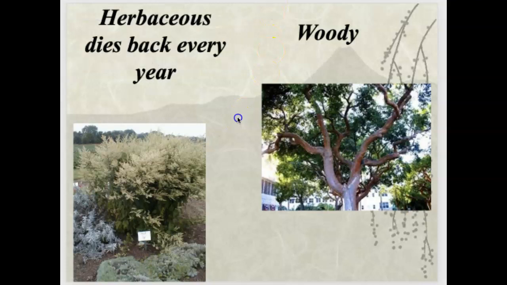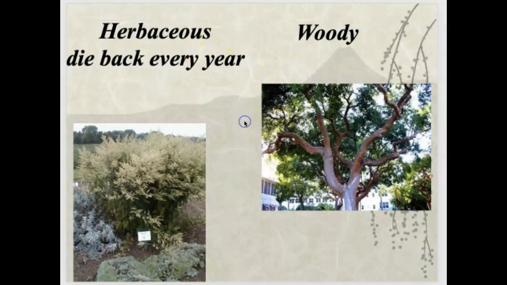Herbaceous plants die back every year. So that big weed in the yard that at the end of the summer, early fall, turns brown and dies off, done. That tends to be an herbaceous plant.